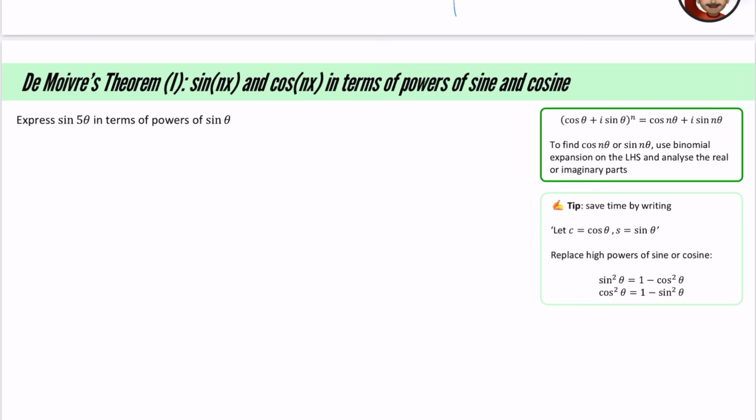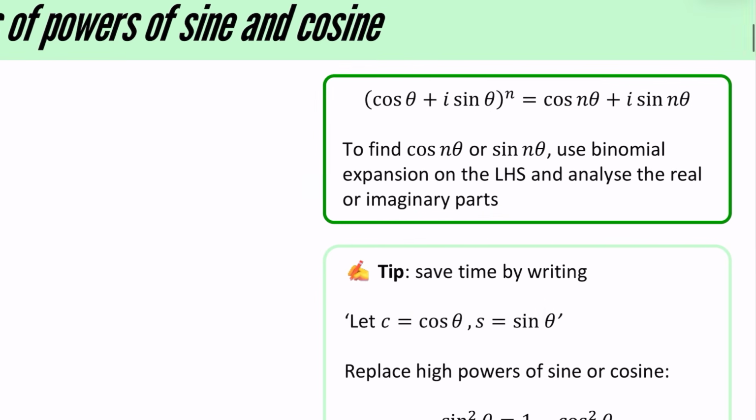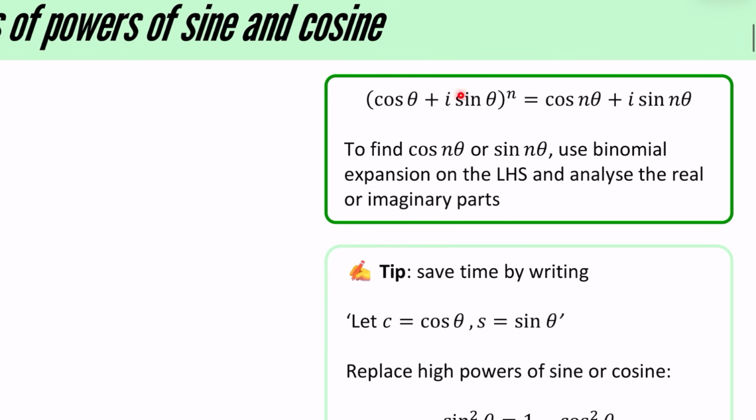So the way that we do these kinds of things for this one is we know this thing is true, right? When you take a complex number with magnitude 1 and you take it to the power of n, it is simply equal to the argument being multiplied by n like this. So to find cos n theta or sine n theta, you're going to use this. We're trying to find out what either of these parts here are. You're going to use binomial expansion on the left-hand side, and then you analyze the real or the imaginary parts to find out either cos n theta or sine n theta.